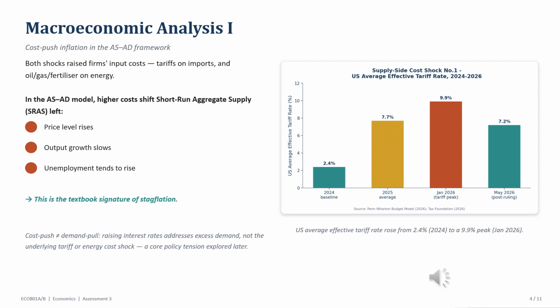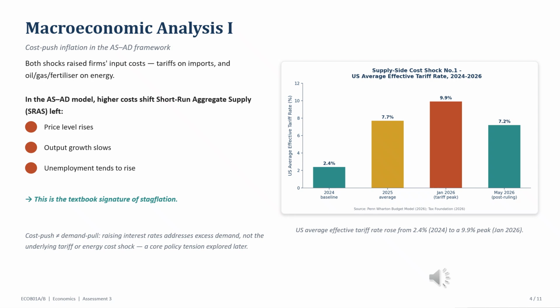As a result, we can see three main effects. First, the general price level increases because firms face higher production costs and may pass these costs on to customers. Second, output growth slows down because higher costs make it more difficult for businesses to produce goods and services. And the third one is unemployment tends to increase, as some businesses may reduce production, hiring, or even employment because of higher costs. So we have rising prices together with weaker economic growth and higher unemployment. This situation is known as stagflation.